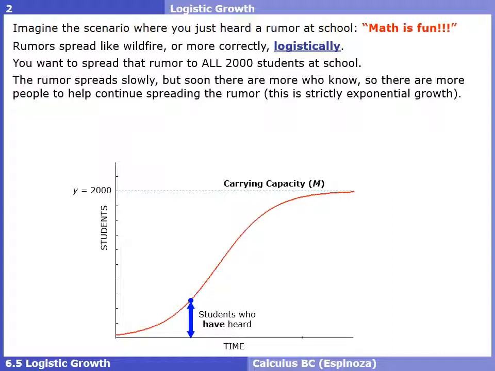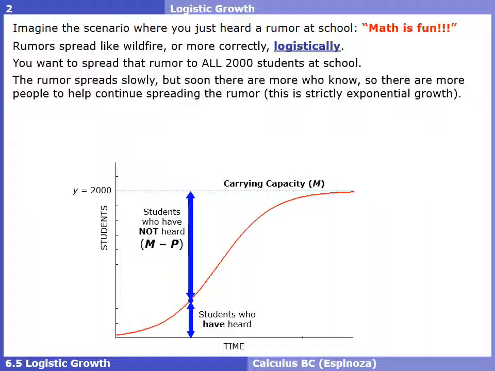So what does the distance between the carrying capacity and that point represent? Well, that represents the students who have not heard the rumor. Of course, m minus p. So hopefully this graph now makes a little more sense in terms of any point along the graph. Below any point in the graph, at least in this particular situation, are the students who have heard the rumor. And the distance above the graph from the point to the carrying capacity are the students who have not heard the rumor.